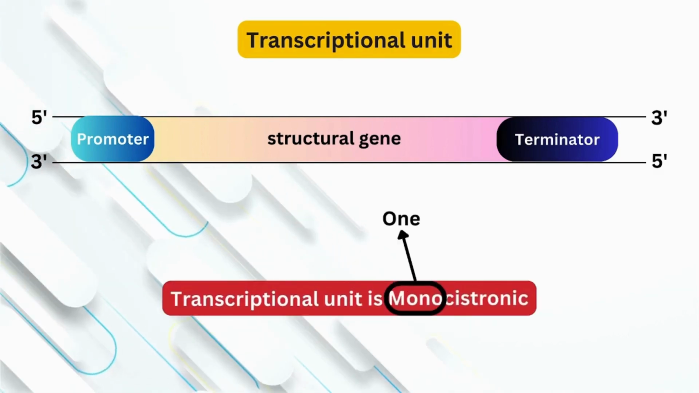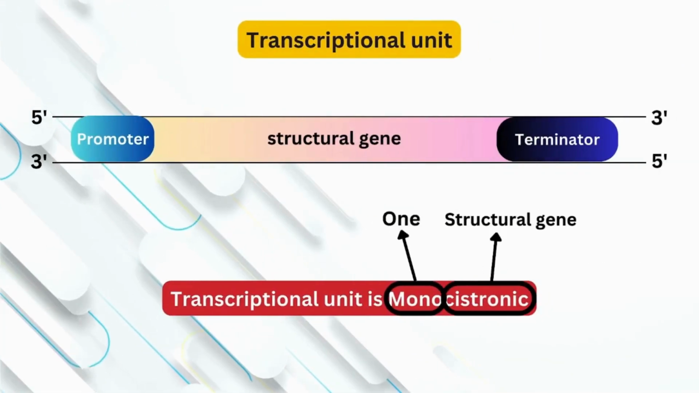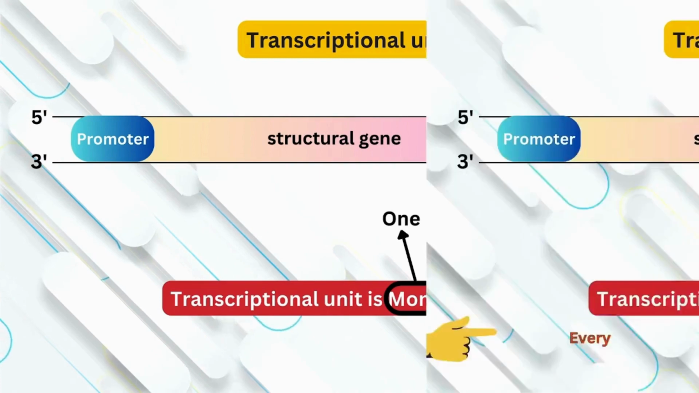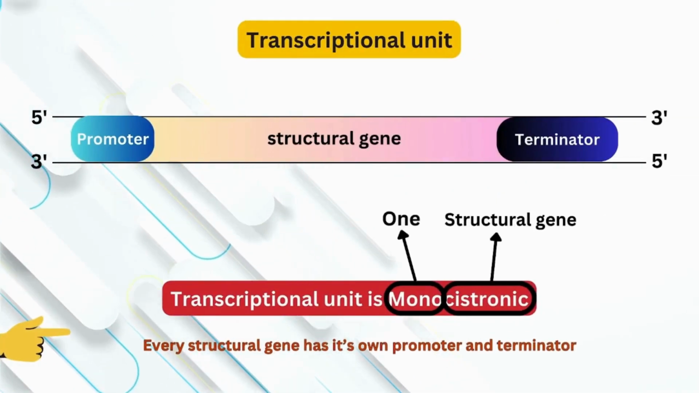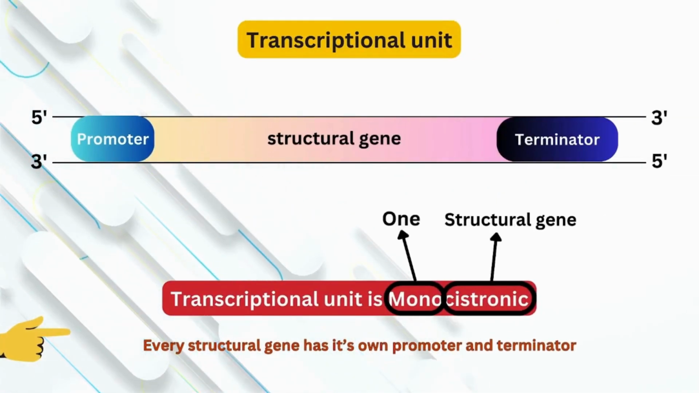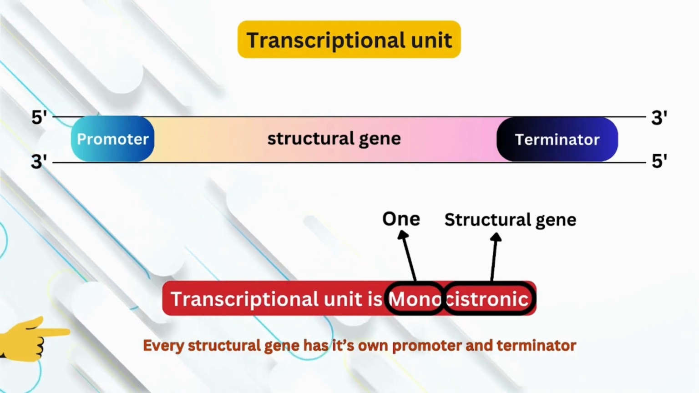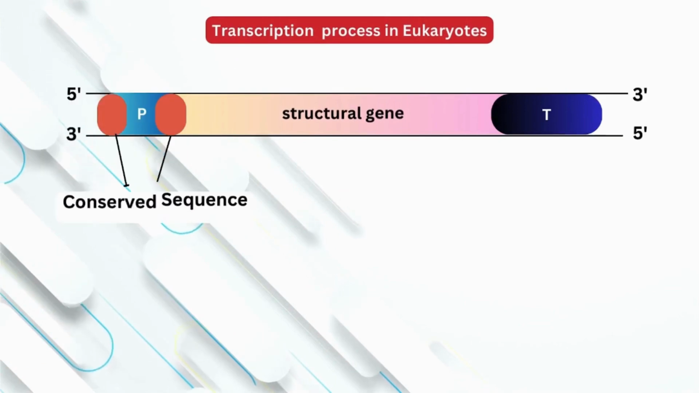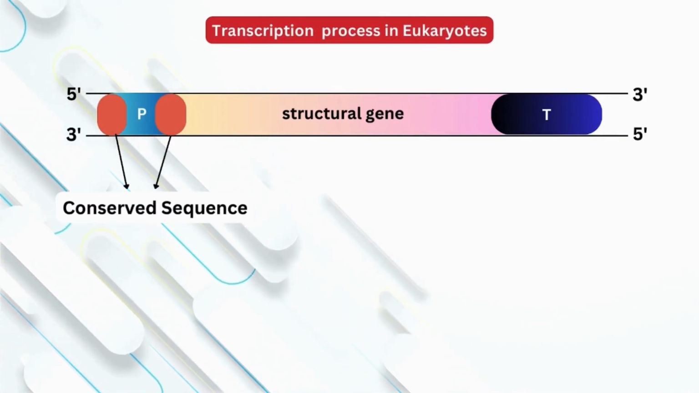Mono means one and cistronic is the alternative name of the structural gene. That means in eukaryotes, every transcriptional unit will have only one structural gene. And every structural gene will have its own promoter and terminator. Now let's begin with the transcription process in eukaryotes.